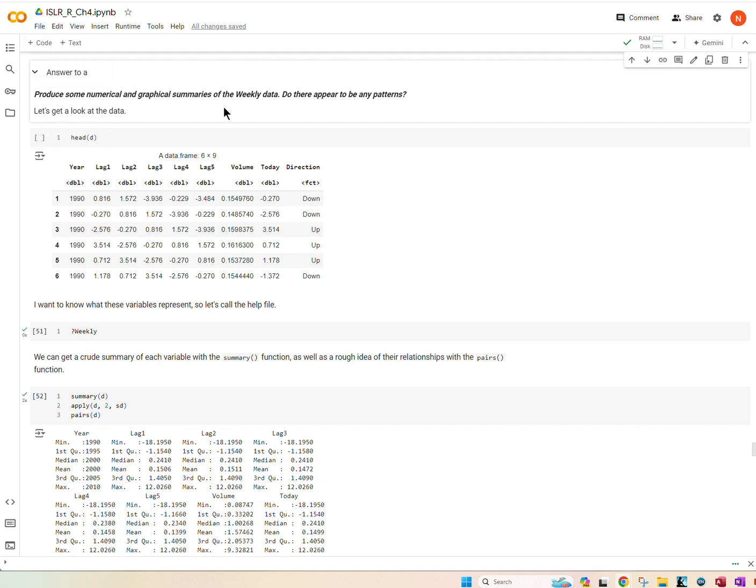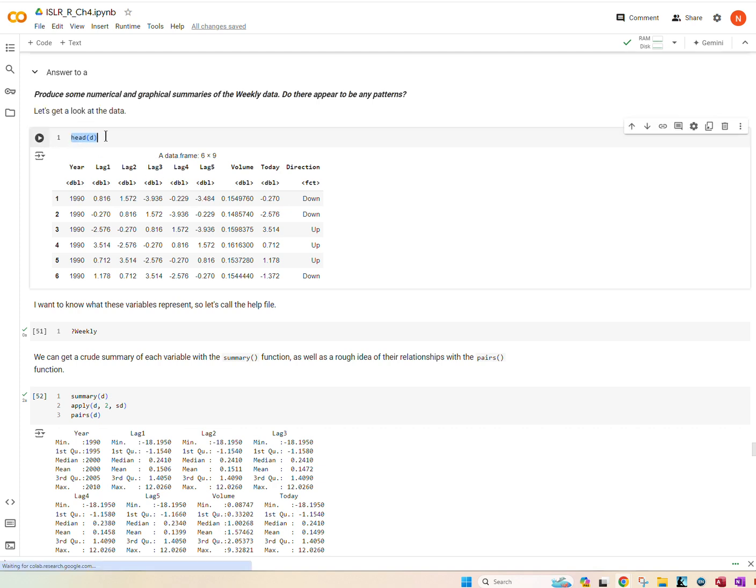I've already loaded the data, and so here I have the head, the first 6 rows of the data. Let's just take a look at it. We have the year that this is taking place, and then let me go over here to Today. Today is a weird name for this because it's actually what happened this week, not what happened precisely today. But we get values, and these values represent whether the market went up or down and by how much. So here the market went down by negative 0.27 percent. Here it went down 2.576%. Here it went up 3.5%. Whether it's going up or down in the Today column is denoted with the negative or no negative.